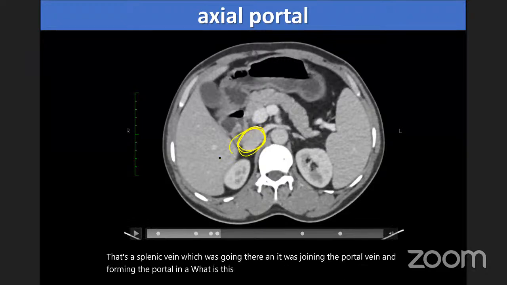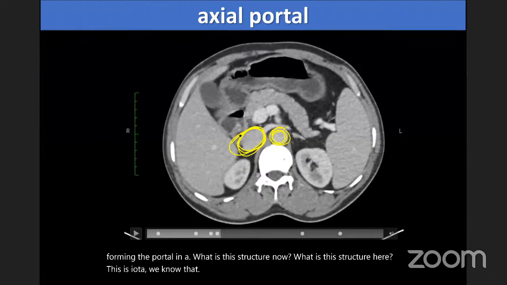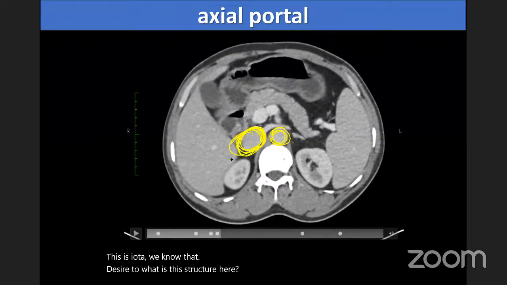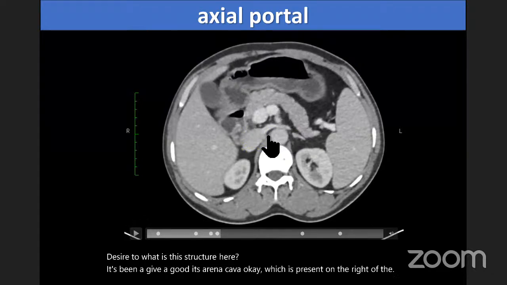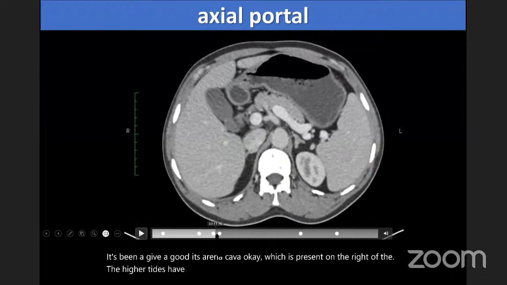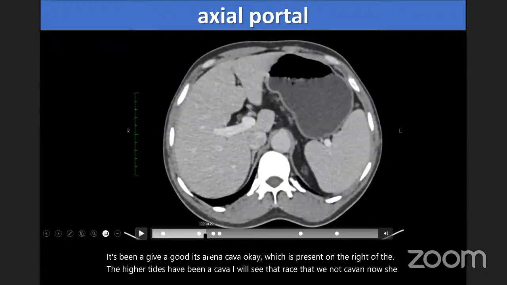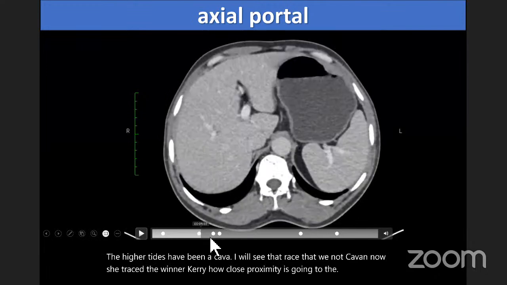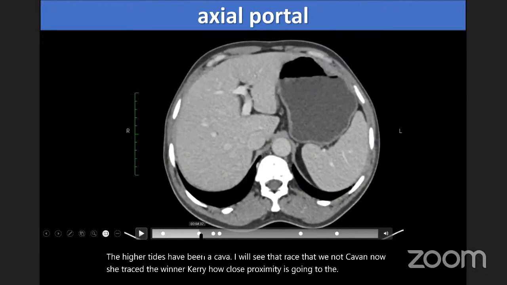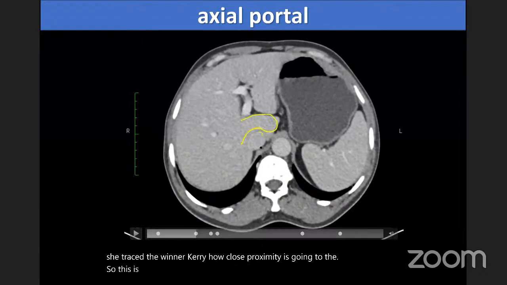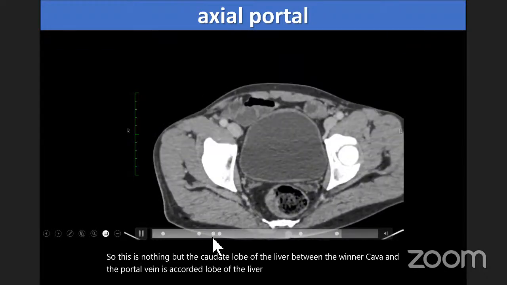Now, what is this structure here? This is the aorta, we know that. What is this structure here? It's a vena cava. Good. Which is present on the right of the aorta. Now trace the vena cava. See how close in proximity it is going to the liver. So this is nothing but the caudate lobe of the liver. Between the vena cava and the portal vein is the caudate lobe of the liver. I just added that.